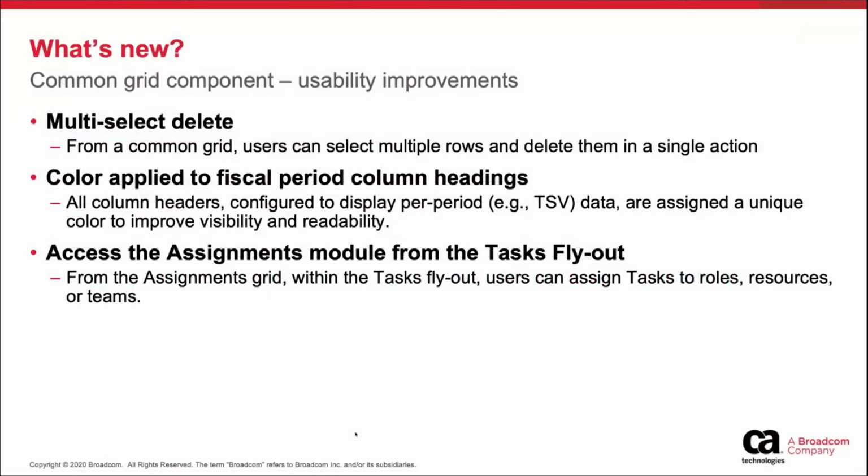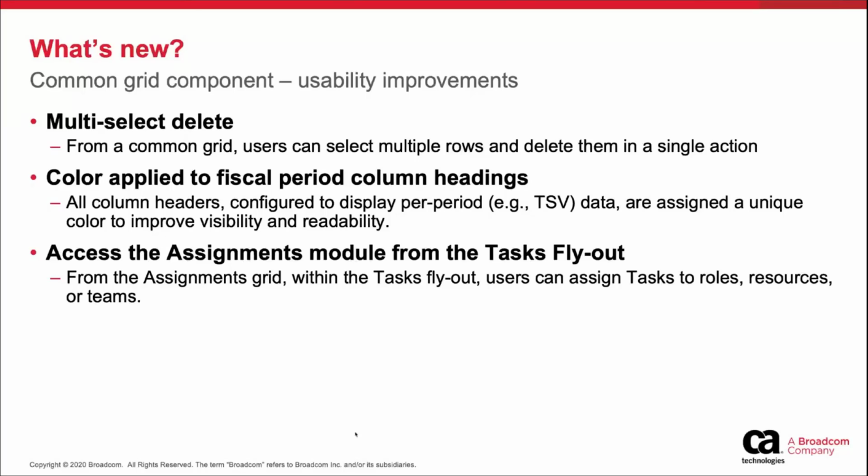providing color to fiscal period column headings in the modern UX. Essentially what we're doing is any grid configured to display per period metrics, or TSV data for the uninitiated, are assigned a unique color to improve visibility and readability. The last item on the list here is the assignments module itself is now available from the task flyout. So users can assign tasks from the assignments grid in the task flyout.